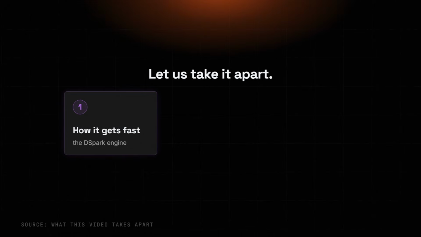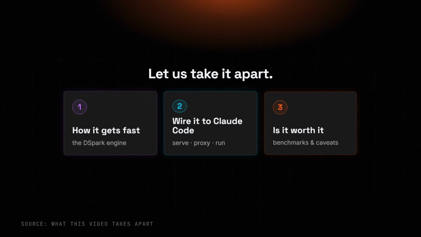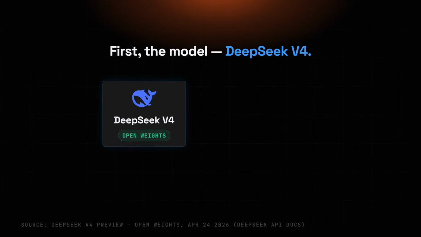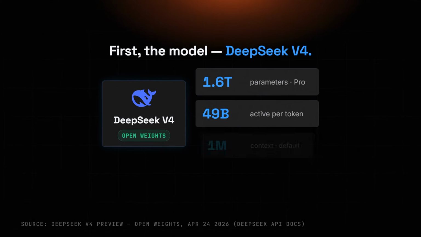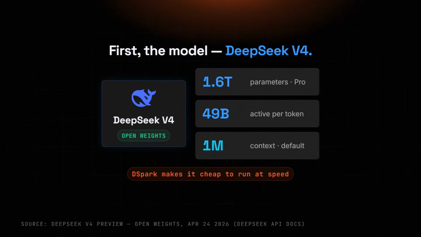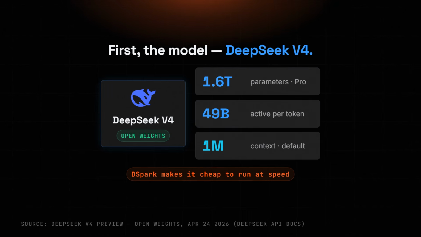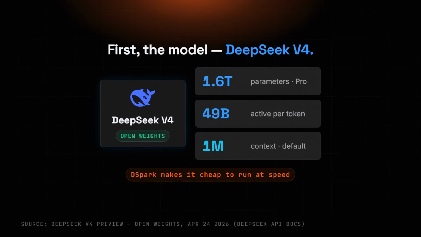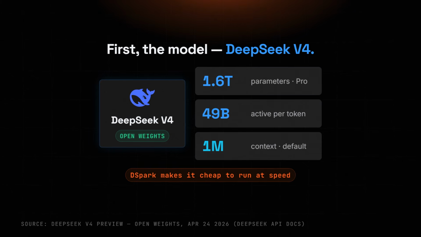So let us take it apart: how it gets fast, how you wire it into Claude Code, and whether the speedup actually holds up. Quick grounding on the model itself. DeepSeek V4 landed in April. Open weights, a 1.6 trillion parameter pro model with 49 billion active, a leaner flash version, and a million token context by default. On quality, it already trades blows with the closed labs. DSpark is the layer that makes it genuinely cheap to run at speed.